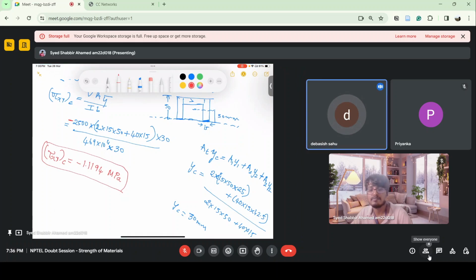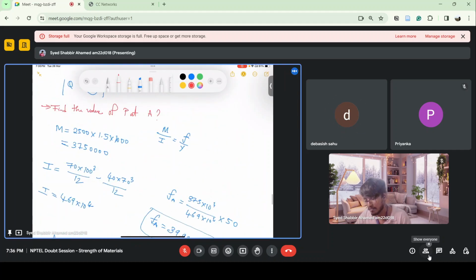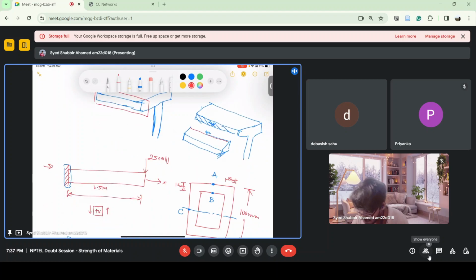Sir, negative means the direction is toward? Negative means, see, on the positive face, my section is here, and I am going in this direction. In this direction means on the positive x-axis, whatever the force should be there, that should be in the positive direction. Then I'll get a positive shear force, because the force is acting downwards here, which is contrary to the sign convention which I have taken. That's why my shear force is negative.